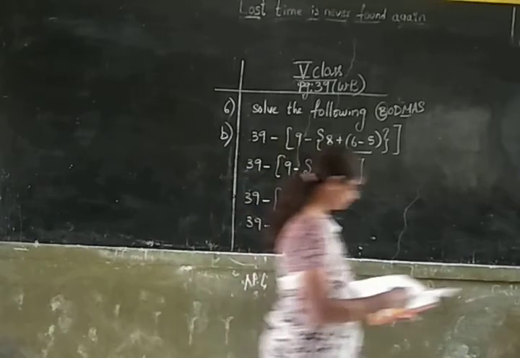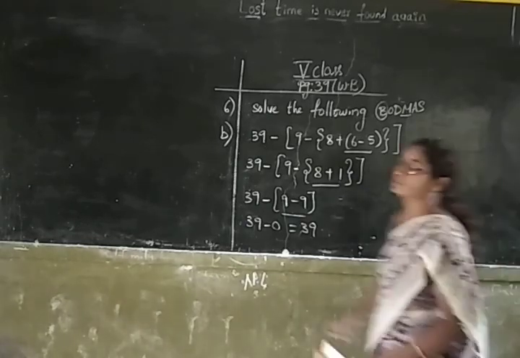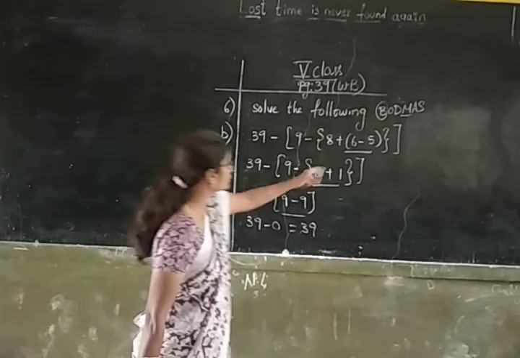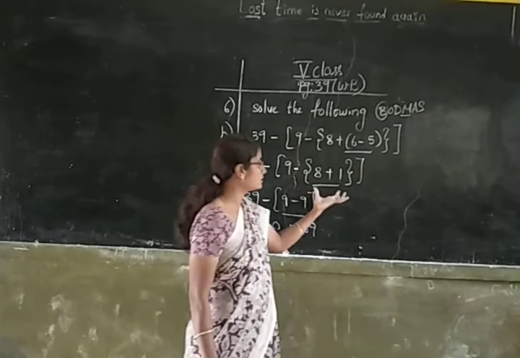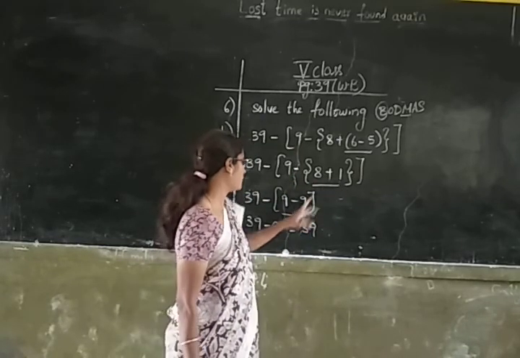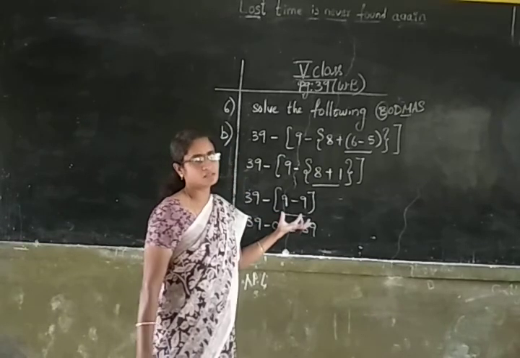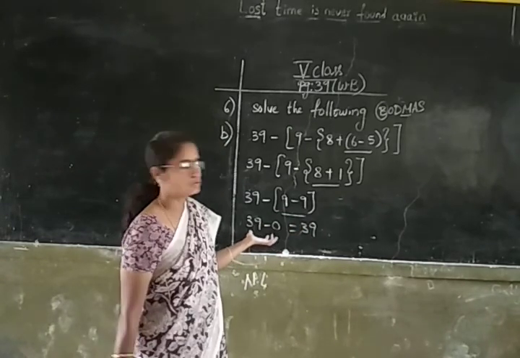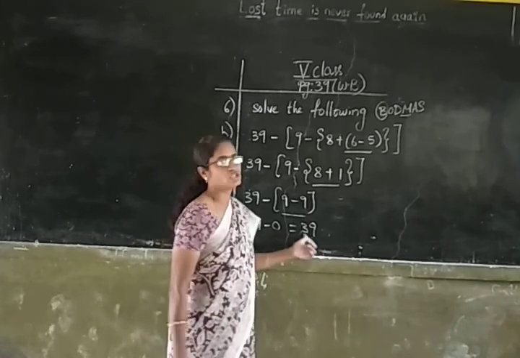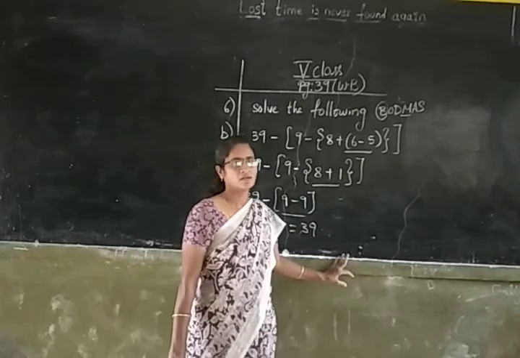Okay children, did you understand? First we have to solve the terms in the round bracket. So 6 minus 5 is 1. Then we have to solve the terms in the flower bracket. 8 plus 1 is 9. Then we have to solve the terms in the square bracket. 9 minus 9 is 0. And in the last we have to do the subtraction. 39 minus 0 is equal to 39. Okay children, did you understand? This is the way of solving the sum.